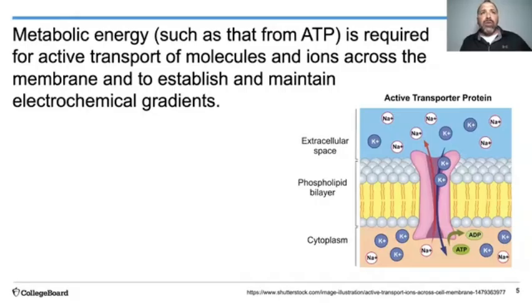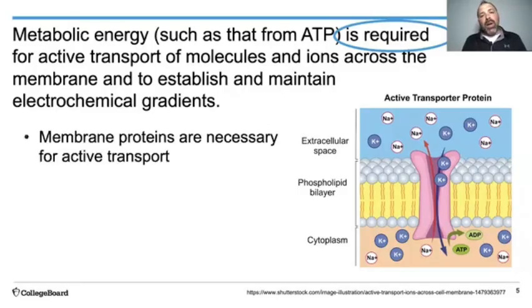And so when we talk about active transport, we also have to talk about metabolic energy, such as that from ATP, which we're going to talk about, and you'll talk about more in later units. It is required for active transport of molecules and ions across the membrane and to establish and maintain that electrochemical gradient. Lots of words in there. If there's something you don't understand, pause the video, look it up. But again, it's required. We have to have that energy.